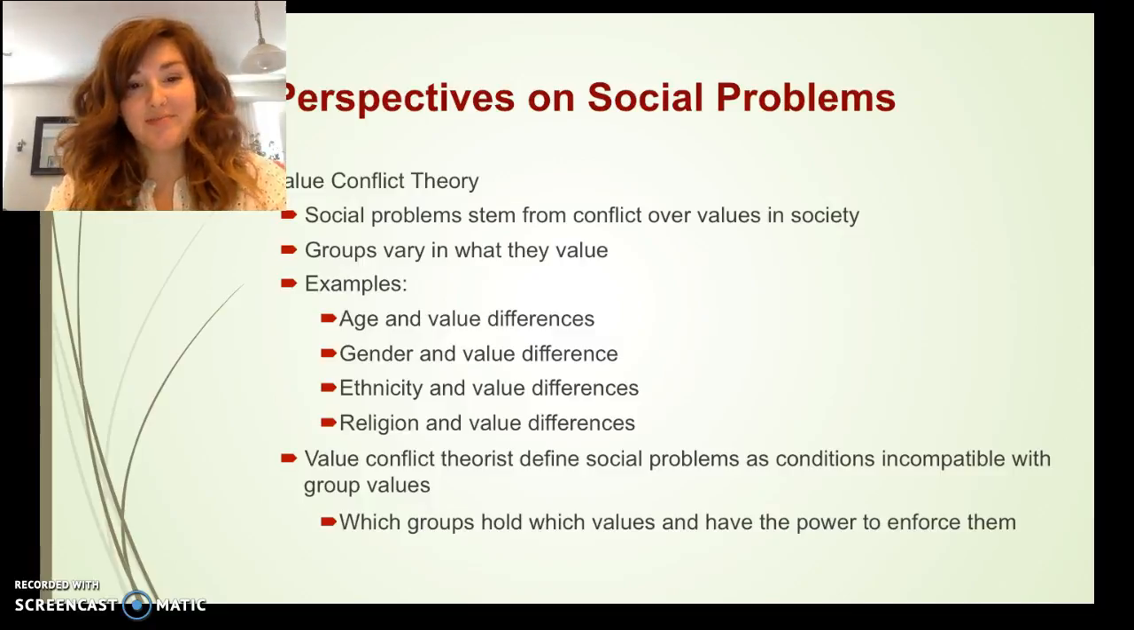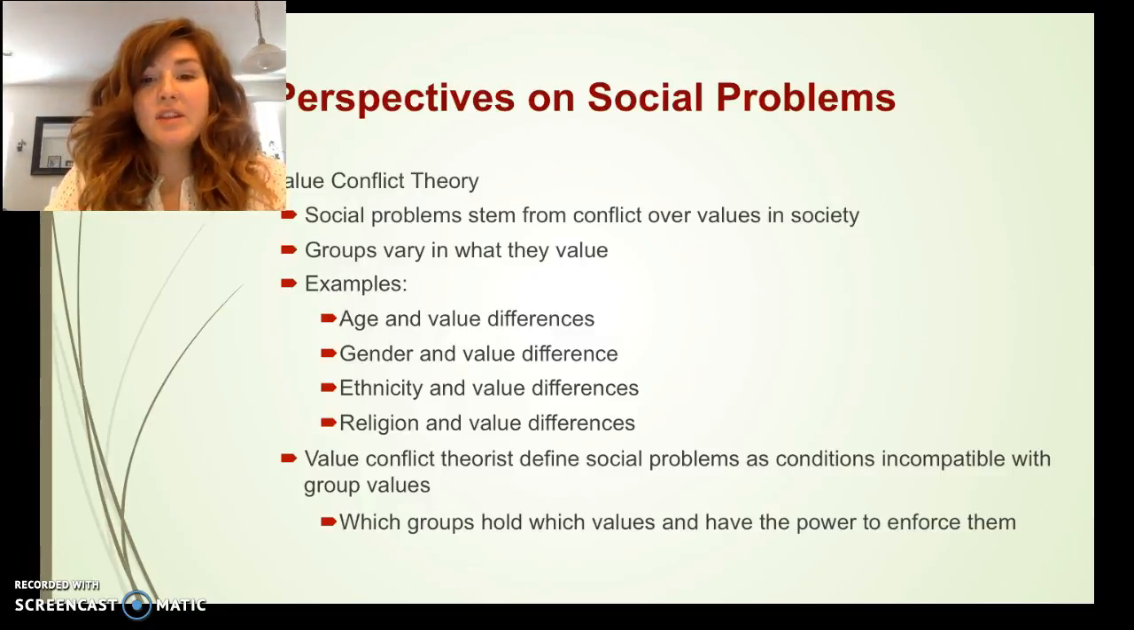Do we follow? So value conflict theory defines social problems as conditions incompatible with group values. And then think about which group holds which value and has the power to enforce them. Cool? So think for a second about a particular couple of groups or a social problem. And then within that social problem, think about the values that are associated with your social issue and who has the power to enforce those.